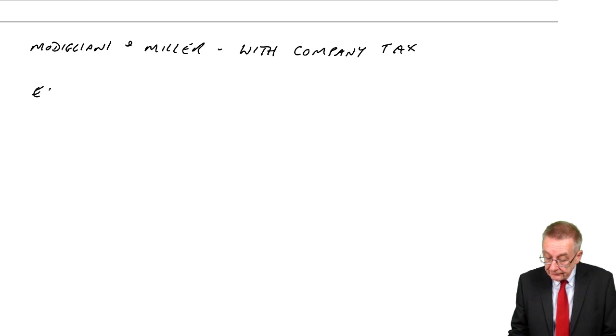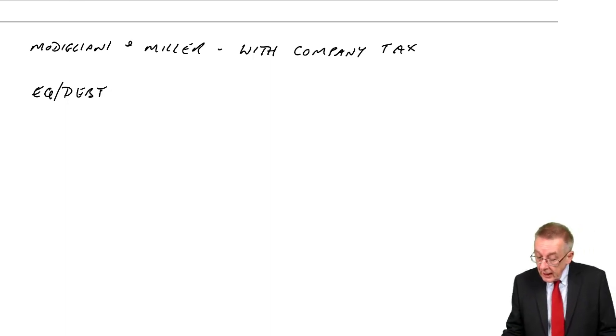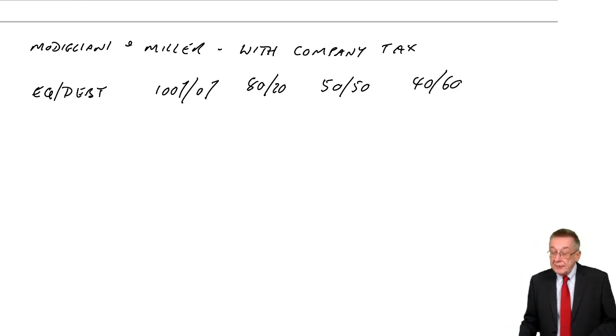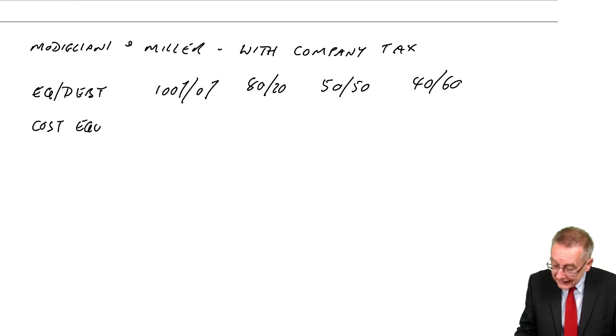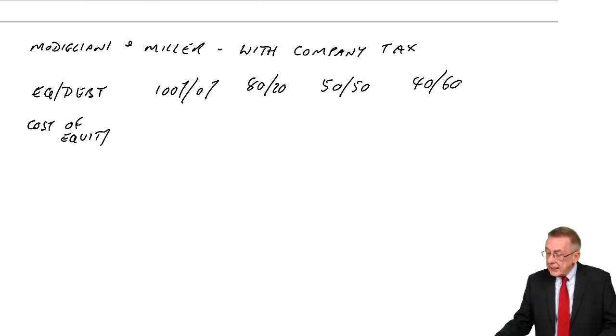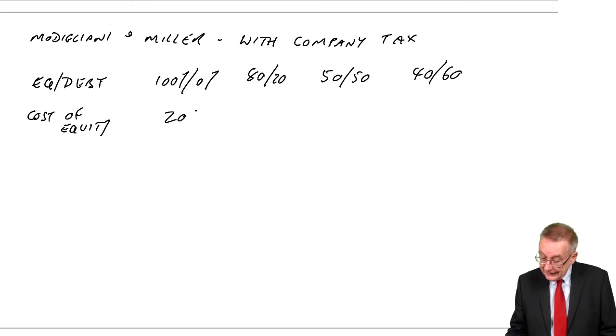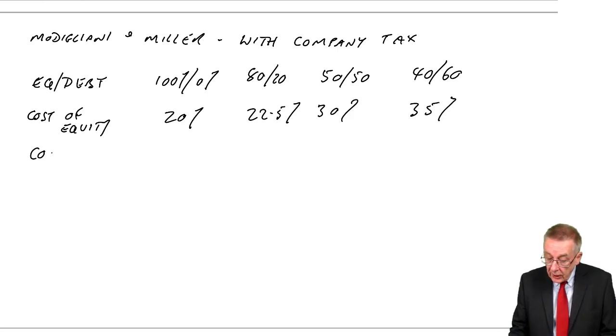And they found, if you look at the final little illustration on page 97, with different levels of gearing, well, I'll use the same figures we had before, that the cost of equity, as I said a minute ago, isn't affected by tax. Dividends don't get tax relief. And therefore, what was it? It was 20%, 22.5, 30%, 35.